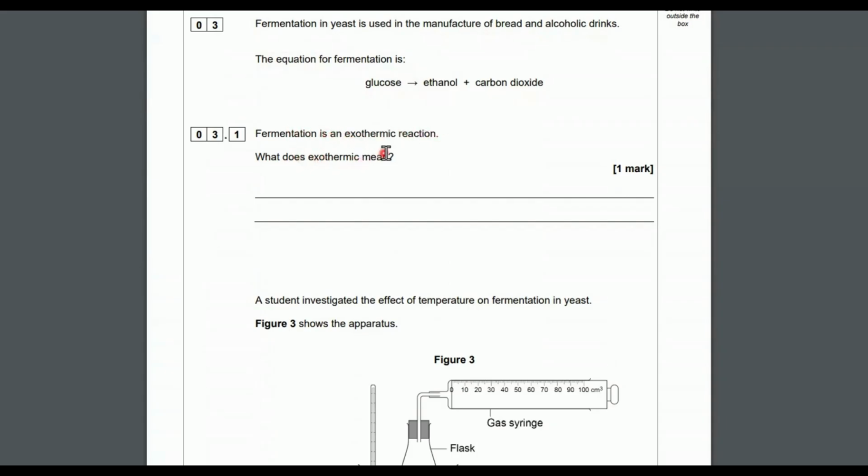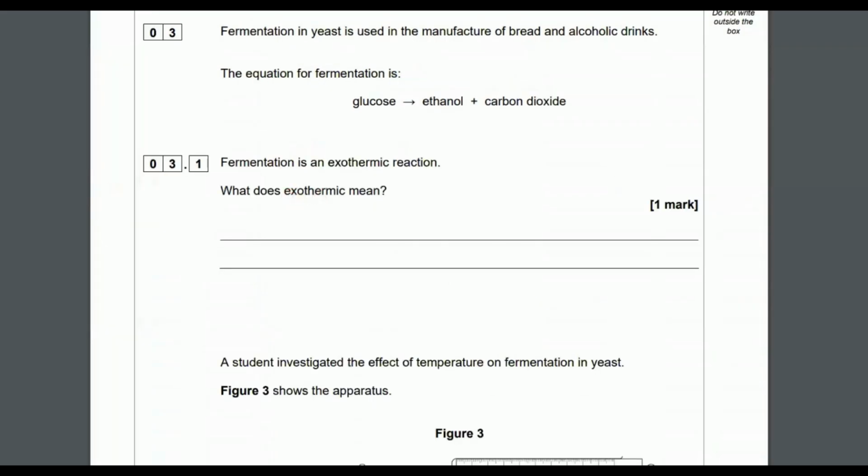What does exothermic mean? So what do you think exo means? Exo is exit, going out. Exothermic is heat is released. Respiration is an exothermic reaction, so is fermentation. You can put your hand under your armpit and feel heat coming out, and that's an exothermic reaction. That's the heat from respiration. Fermentation is also a heat producing reaction, so heat is released.